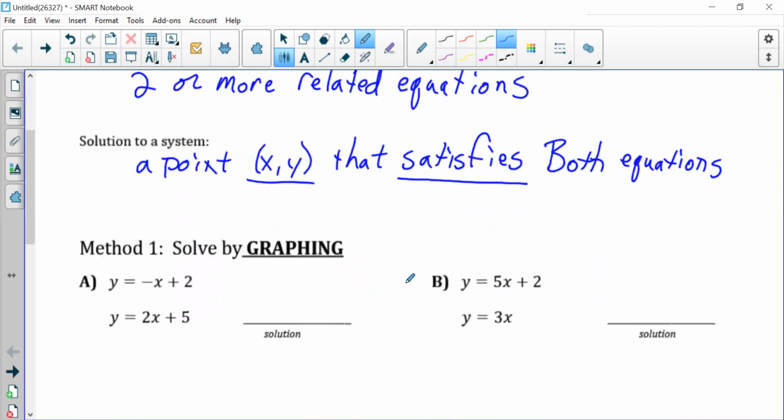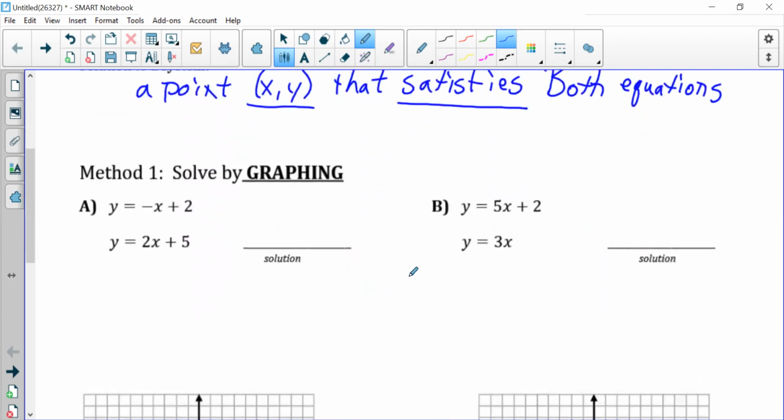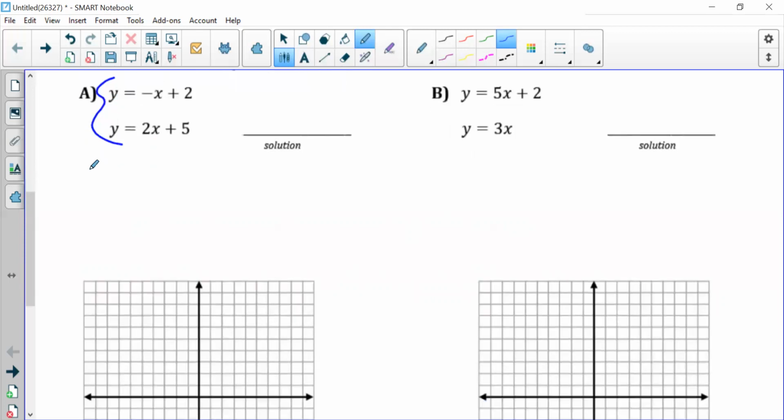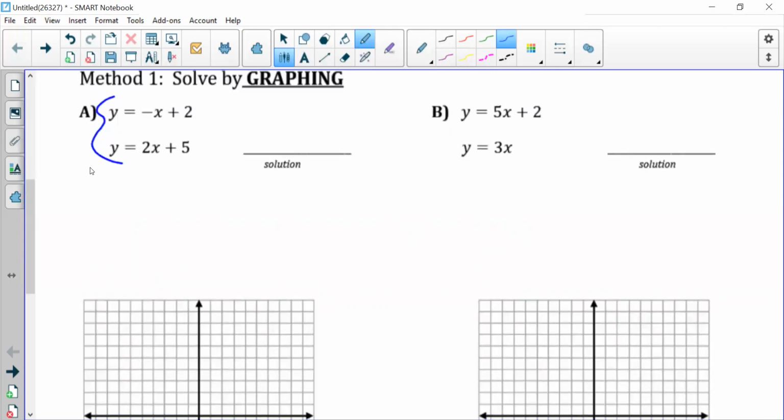All right, so let's look at our first method of solving a system of equations, which is graphing. In order to solve by graphing, we're going to put both equations on the same graph, and we're going to look at where they cross. All right, so first one here, y equals negative x plus 2. So let's graph this.